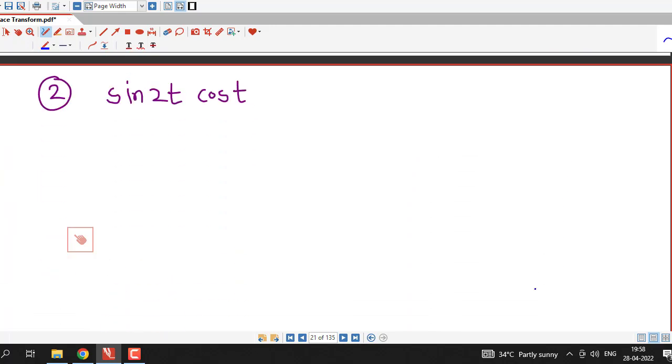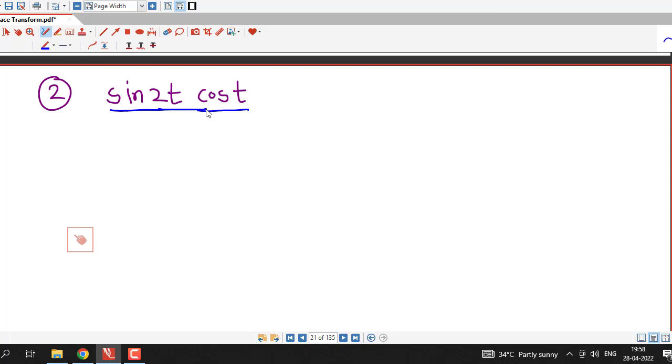Another function is sine 2t times cos t. So here also we have a product of two functions, sine 2t and cos t, but here the angle is different. In sine we have angle 2t and here the angle is t. So we cannot use that formula sine 2 theta equal to 2 sine theta into cos theta.